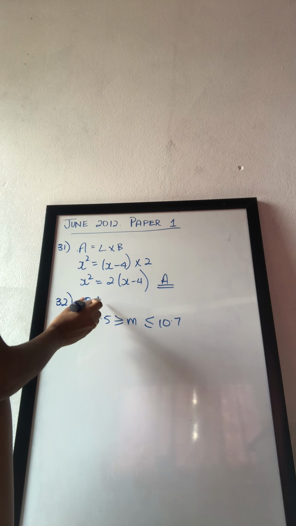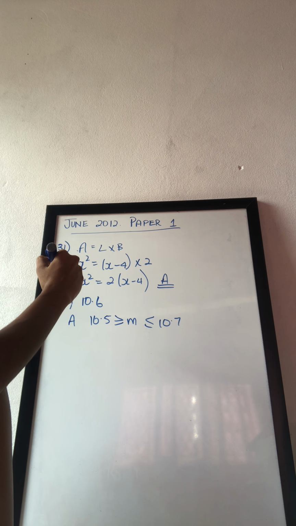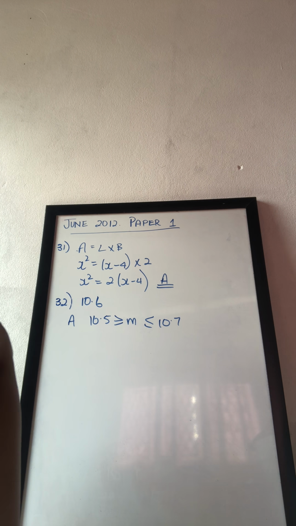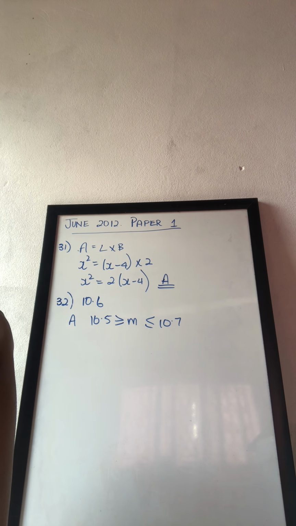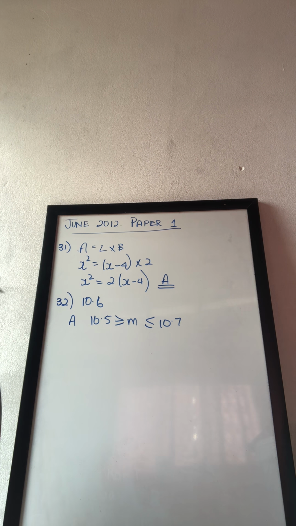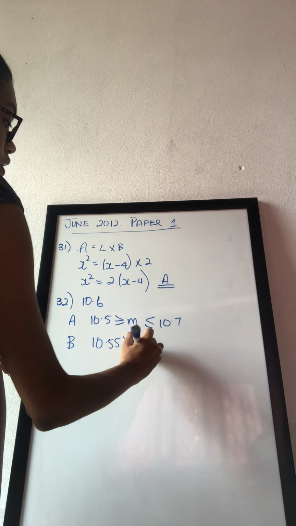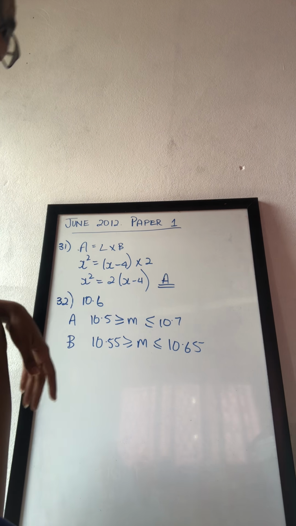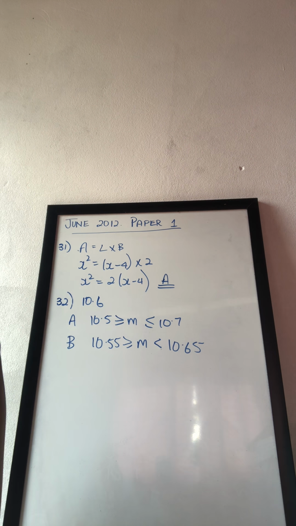Now 10.6 would be the rounded figure. Now when we round up 10.5, we would get 10 point, actually, we'd have to have a figure after this, right? So A would be out of the question. B, if we have 10.55 more than or equal to M, less than or equal to 10.65, sorry, strictly less than, right?